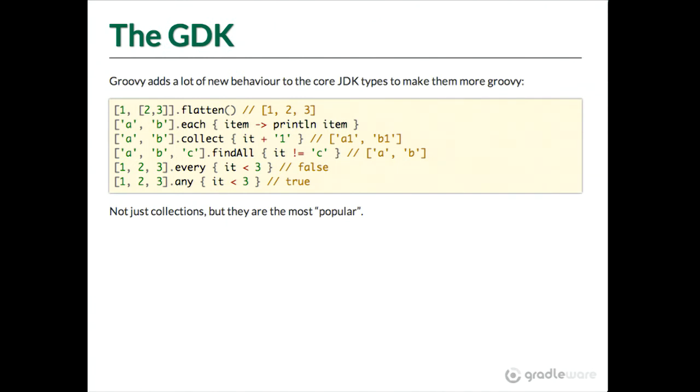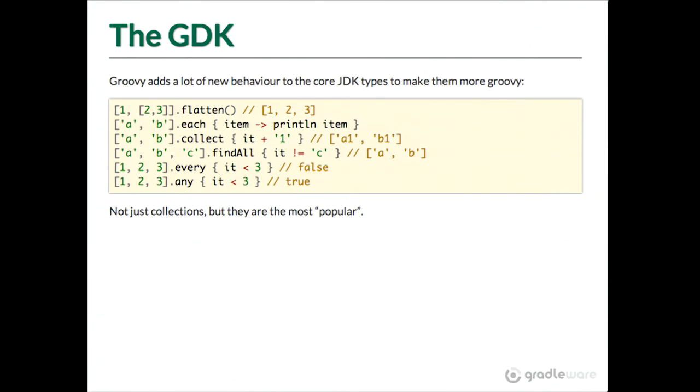So this syntactic sugar that I was talking about, basically Groovy adds a lot of new behavior to the core JDK types, and that's how it's implemented. So there's all sorts of things here. A lot of them are these extra methods that take closures, as we were talking about with each. But basically there's a whole lot of methods that are extremely useful that add on to the Java API.